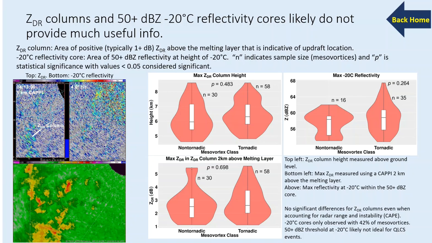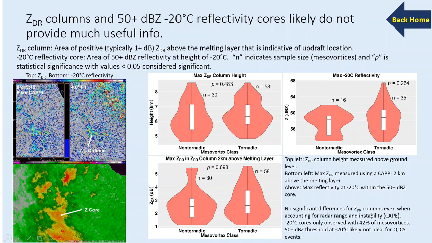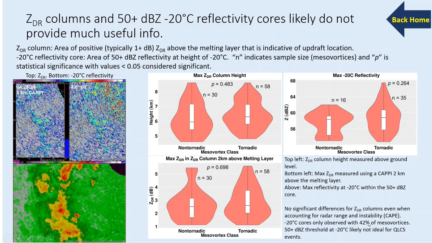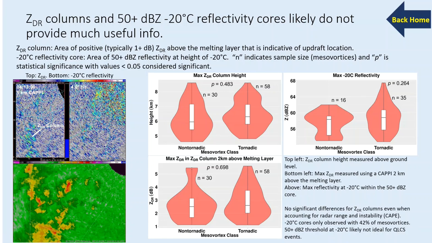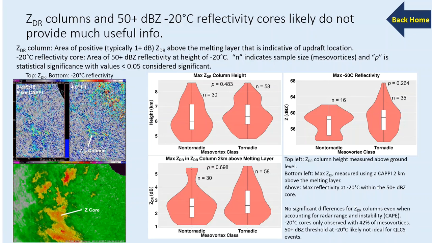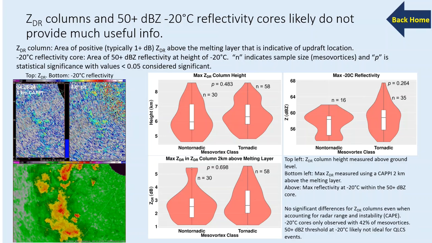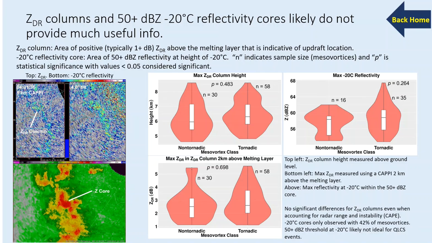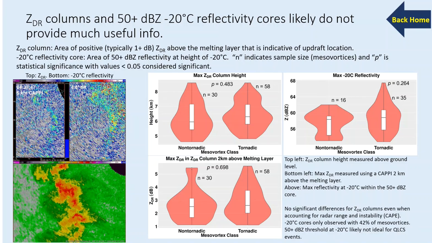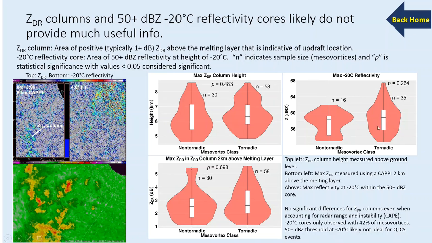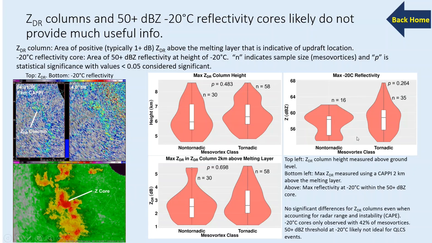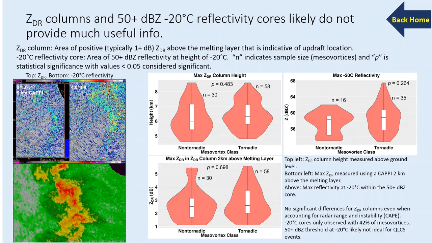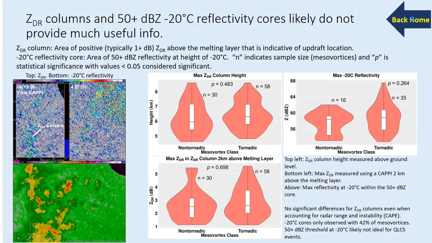In addition, for the -20C reflectivity cores, we only observed those with 42% of the mesovortices. So really, I think that the 50 plus dBZ threshold is just not ideal for QLCS events. A lower threshold might work better, but one way or the other, we didn't see those differences between the tornadic and non-tornadic mesovortices. So these two signatures might not be the best for QLCS events.